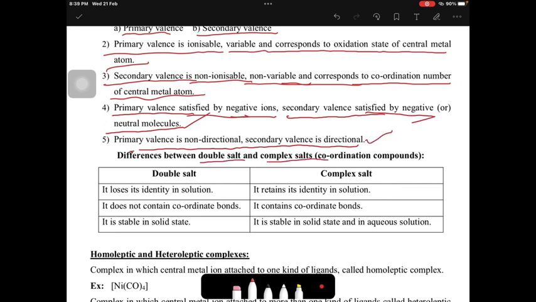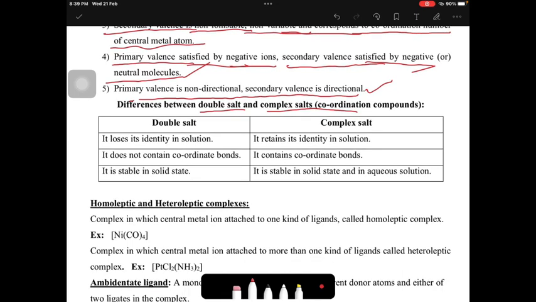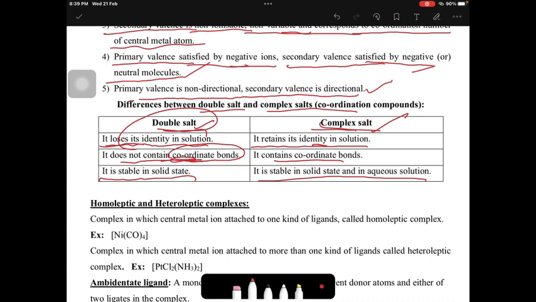Difference between double salt and complex salt of coordination compounds. A double salt loses its identity in solution, but a complex salt retains its identity in solution. A double salt does not contain coordination bonds, but in a complex there is a covalent coordination bond. A complex is stable in the solid state and in the aqueous state, but a double salt is unstable in the aqueous state.